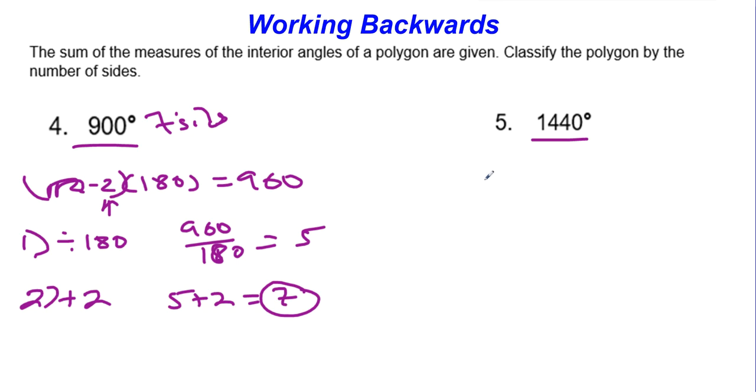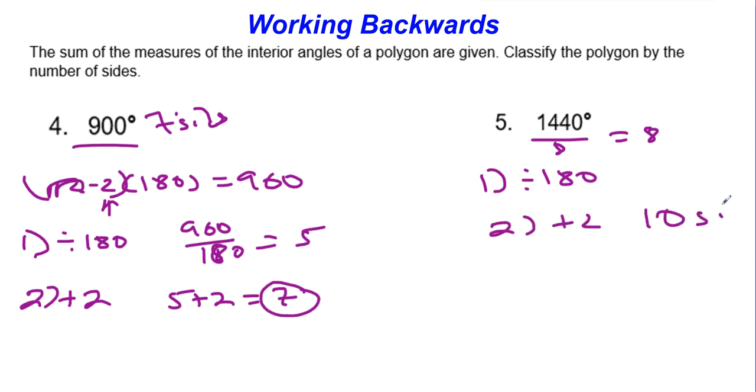Same thing here. Step number 1, divide by 180. So 1440 divided by 180 is going to equal 8. And then step number 2, add the 2 sides. So we have 10 sides. Okie doke. Moving on. Again, pause these, go back and rework them.